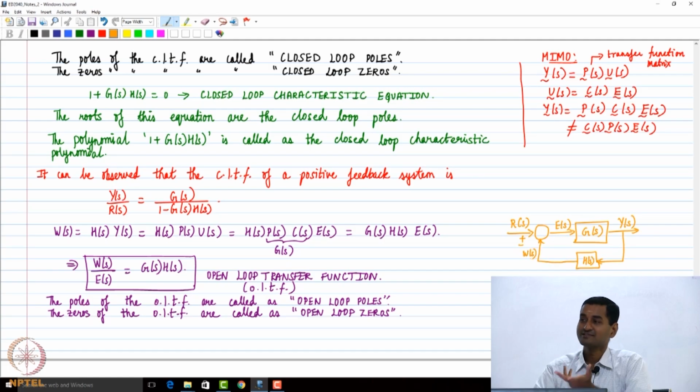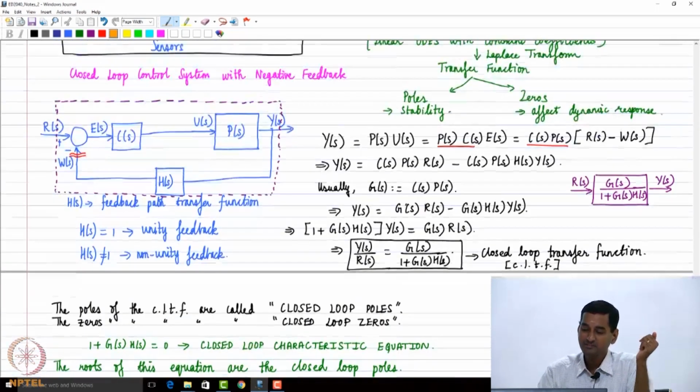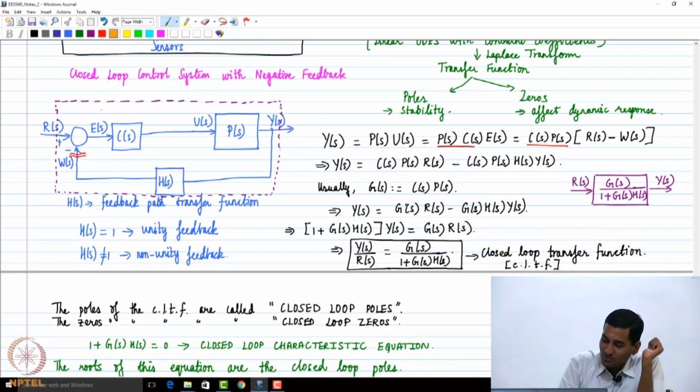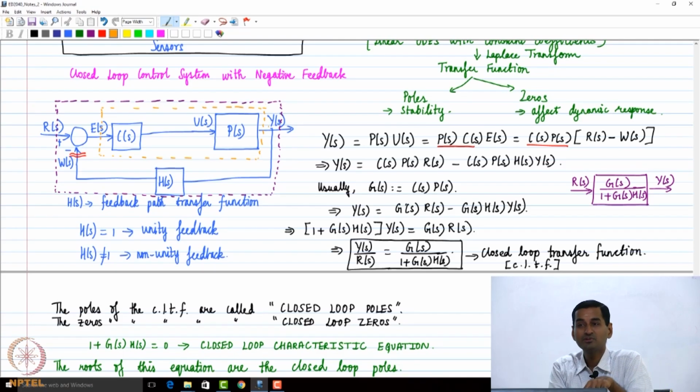I hope it's clear why it's done. Because G of S is nothing but the product of C of S and P of S. So what people do, let me draw this with this golden color, is just combine these two blocks. Once I combine it, the input to this block is E of S, the output of the block is Y of S. Y of S is going to be G of S times E of S. So we already have got that.